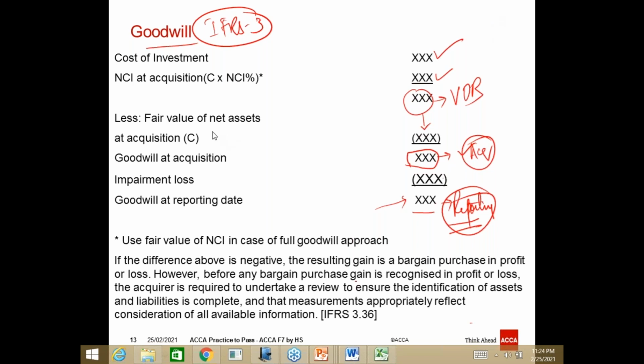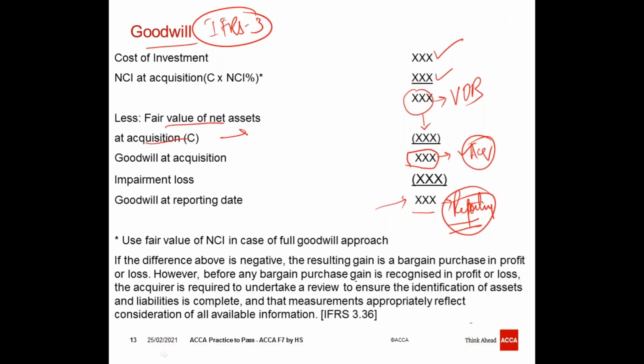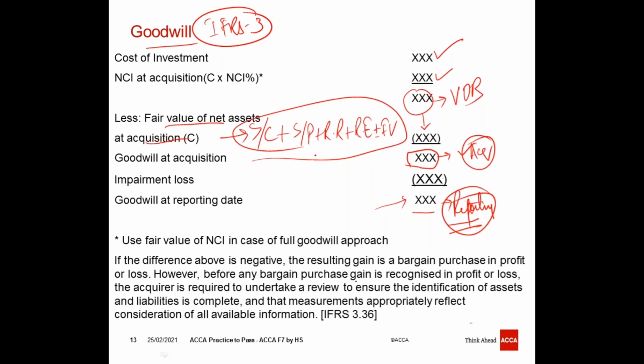Now the next point is how we can calculate the fair value of net assets at acquisition. By adding just 4 amounts: share capital, share premium, revaluation reserve, plus retained earnings, plus or minus any other fair value adjustment. So these are the 5 items. When you add all these figures, you get the fair value of net assets at acquisition. Now, if the answer of this is negative, then it will be considered a bargain purchase gain, which should be reported in the P&L, profit and loss, as your income.